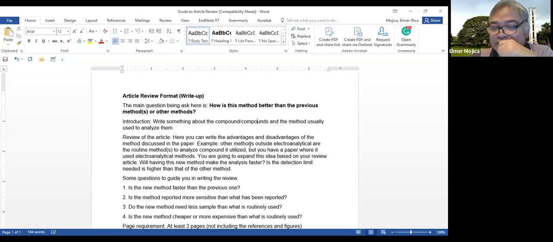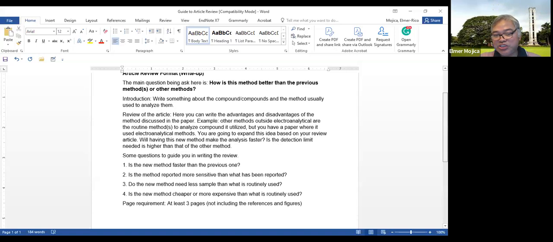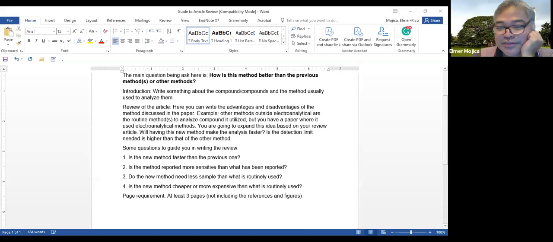Okay, so you can discuss other methods outside electroanalytical, usually the routine method to analyze the compound, but you have a paper where it uses electroanalytical. You're going to expand this idea based on your review. Will having this new method make the analysis faster? I think that's one of the main advantages of electroanalytical. However, is the detection limit needed higher than the other method? So these are the questions that you need to answer in the review.